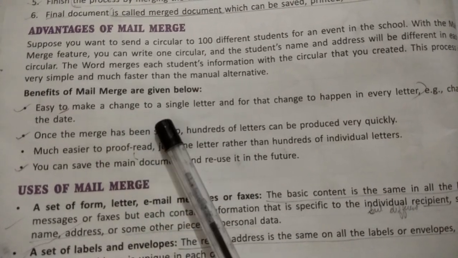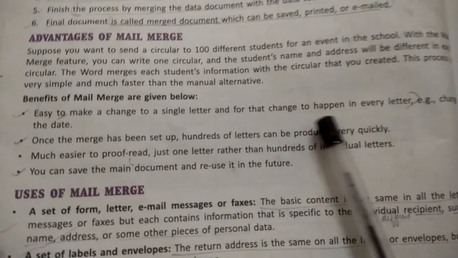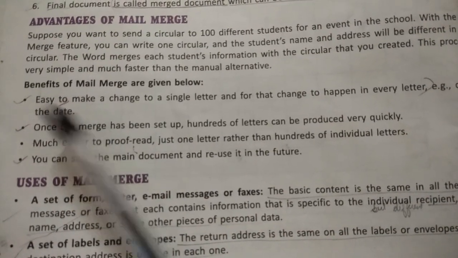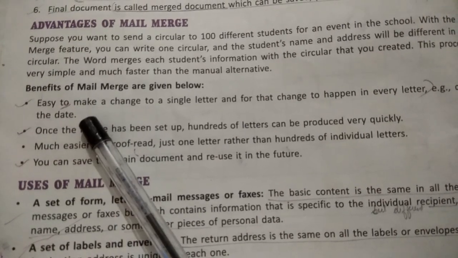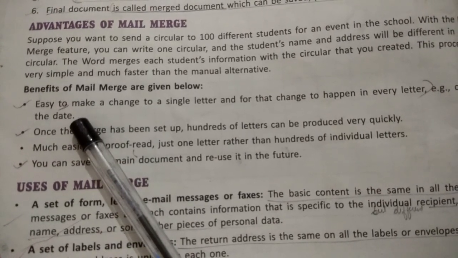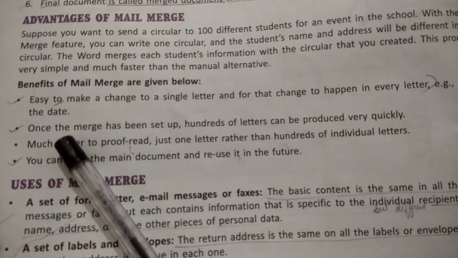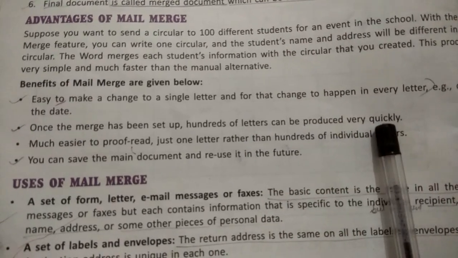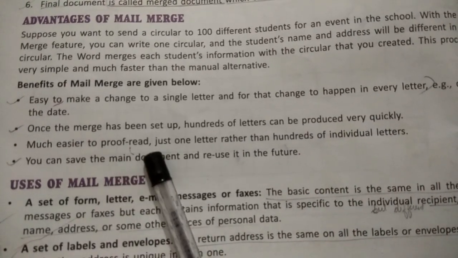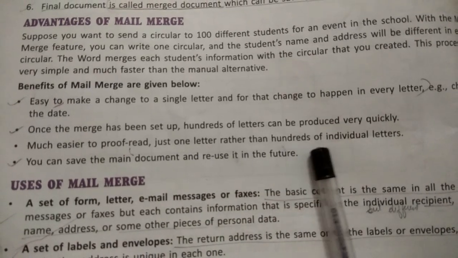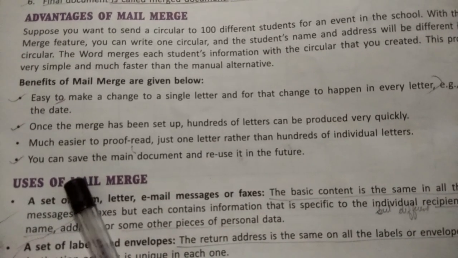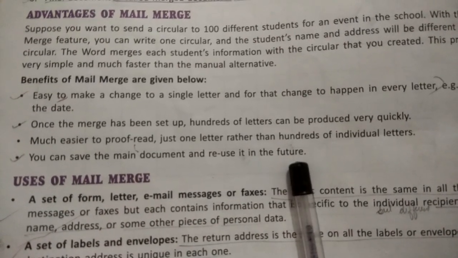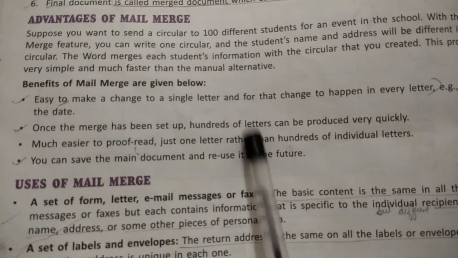It is easy to make a change to a single letter, and for that change to happen in every letter. For example, change the date. You have to change the date in one letter. After that, the changes will apply to all other letters. Once the merge has been set up, hundreds of letters can be produced very quickly. It is much easier to proofread just one letter rather than 100 individual letters. You can save the main document and reuse it in the future. These are all the benefits of mail merge.